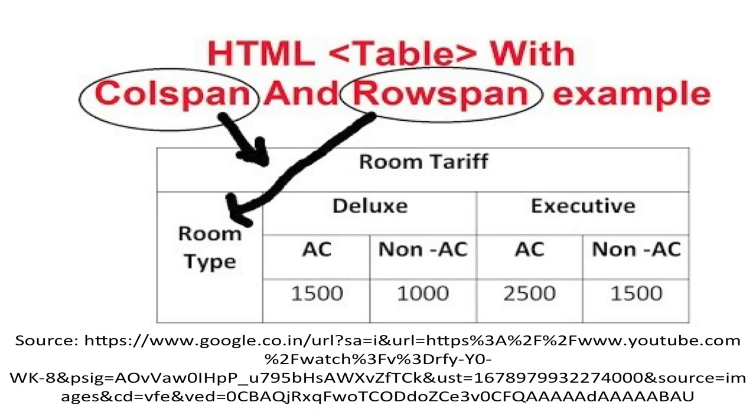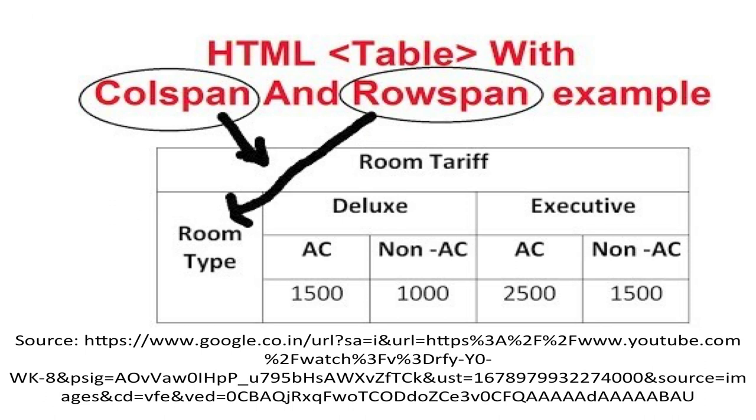Now you can see rowspan and colspan. I am talking about dividing a row into different parts and a column into different parts also. Here an example is given: see the room tariff. In the first row you can see room tariff, whose span is the complete row, but this room tariff is divided into three different columns.